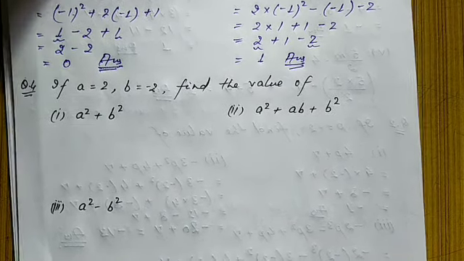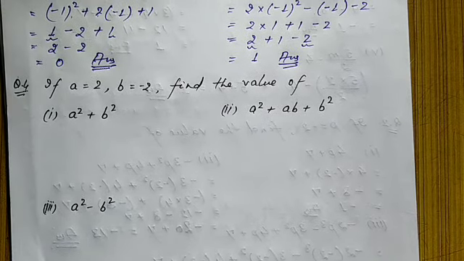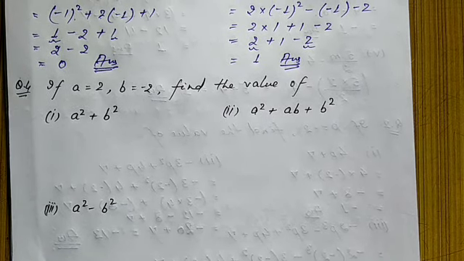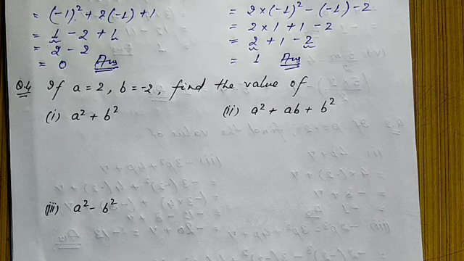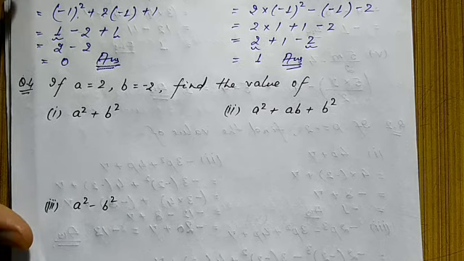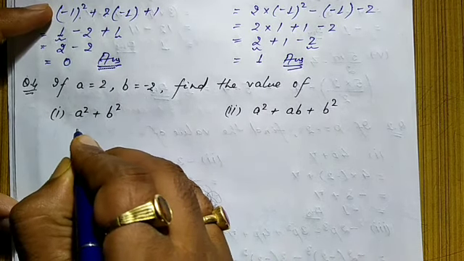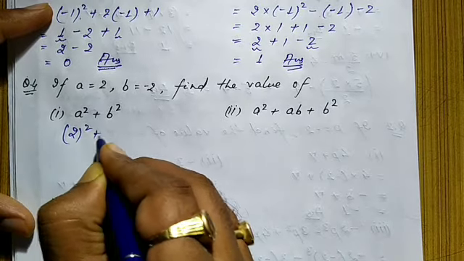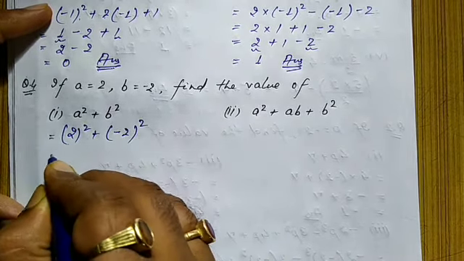Come to the next one. If a is equal to 2 and b is equal to minus 2, then find the value of a square plus b square. Put a is equal to 2, 2 square, and b is equal to minus 2, minus 2 square.